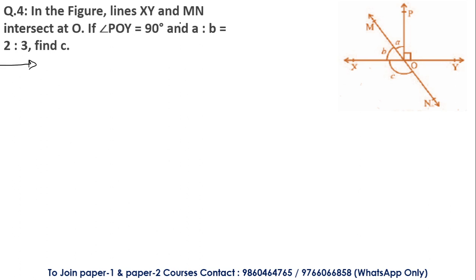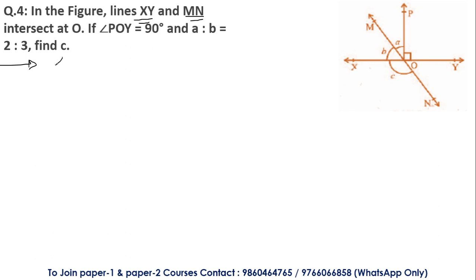In the figure, lines XY and MN intersect at point O. If angle POY is equal to 90 degrees and A is to B is given in the ratio 2 is to 3, we have to find C. Now we know the sum of the linear pair is always equal to 180 degrees, and based on this fact only we are going to solve this particular question.